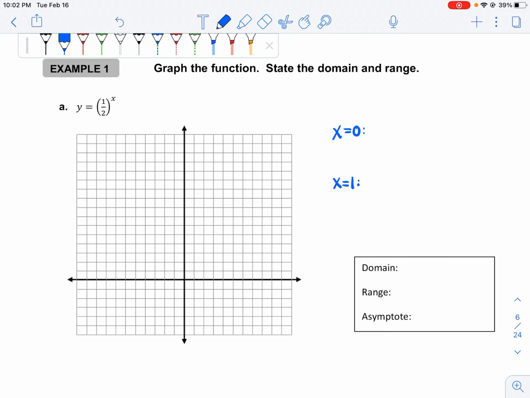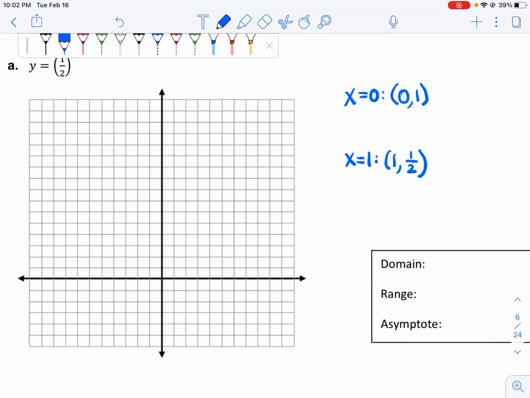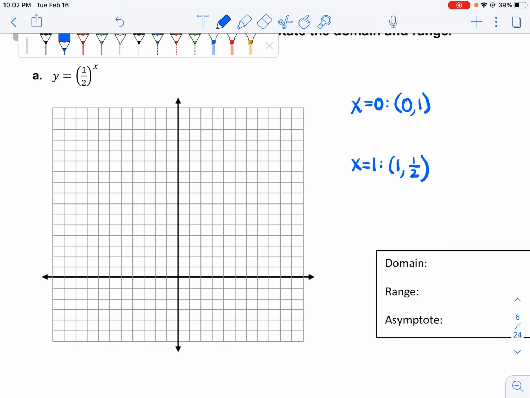Remember, when you plug in 0 here, that's just going to make your coordinate be 0, 1, because anything to the 0 is 1. Likewise, when you plug in 1 here, if that was a 1, you just have whatever the base is, so it's 1, 1/2. So really not a lot of math that you have to do there. So when we graph this, start at 0, 1, and then it goes to 1, 1/2.